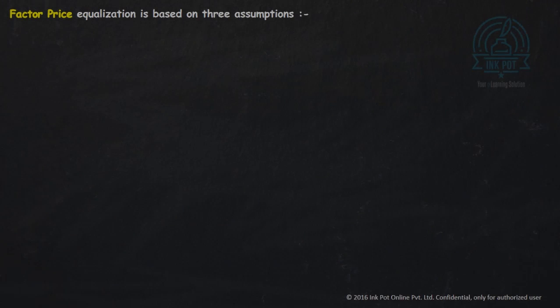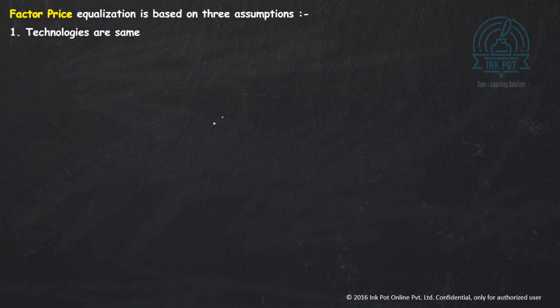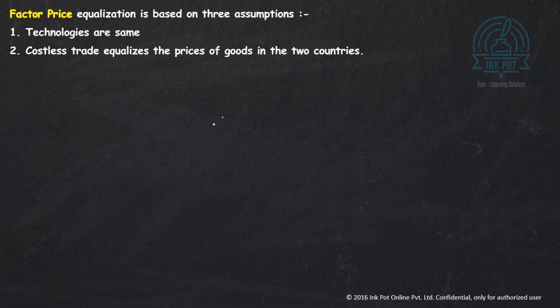So for factor price equalization, हमने 3 assumptions ली थी. Technology same है, so that's why when both the countries are producing the two goods, when home country produces more of cloth, it produces more of cloth because it is more labor abundant and not because of anything else. Costless trade equalizes the prices of goods in the two countries. Not true again. Trade कभी भी costless नहीं होता है.